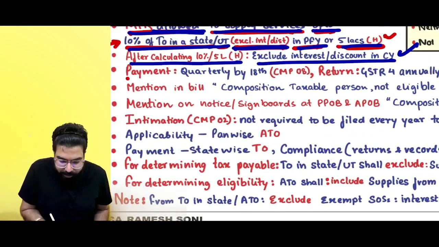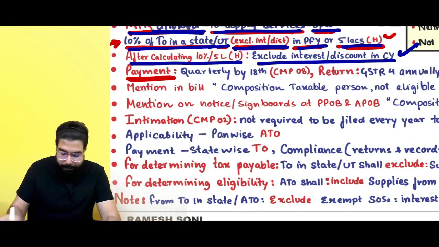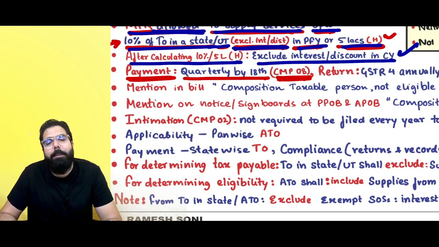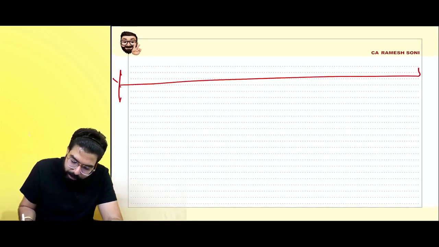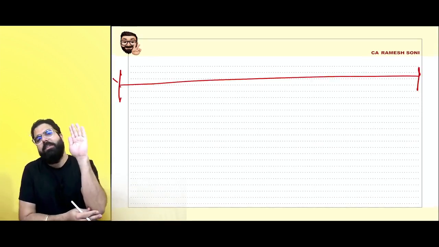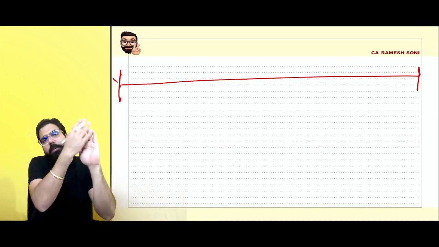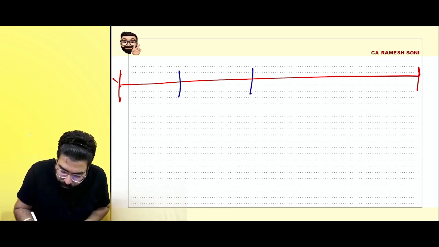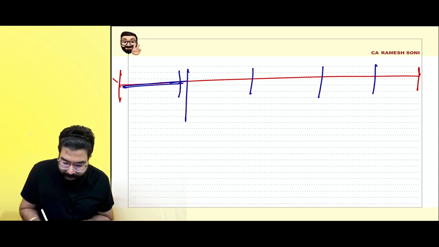Let's go ahead. Sir, always remember, if you are a composition dealer, you will make payment. Payments are made quarterly by 18th. You are going to use CMP 08 and make the payment. Sir, how does it happen? How many quarters are there in a year? Quarters are fixed: April, May, June, July, August, September, October, November, December, Jan, Feb, March. 4 quarters are there. So for all 4 quarters, every quarter you have to make the payment and file CMP 08.